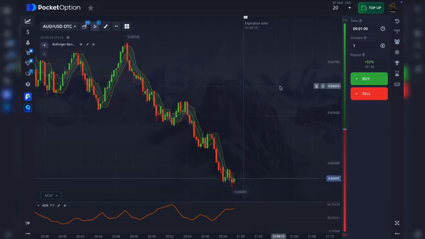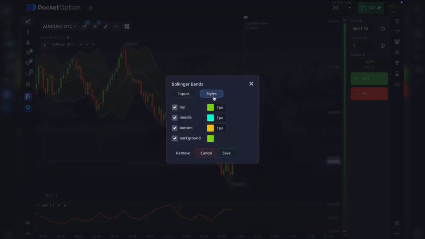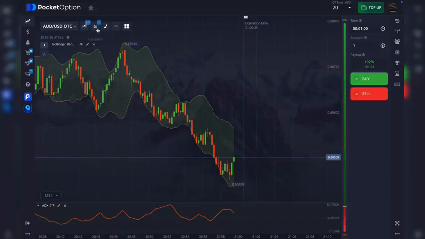Then we need to add the Bollinger Bands indicator. This is one of my favorite indicators. Here I change the period to 14 and I increase the deviation to 2. Then I go to styles. Here I want to turn off the middle line and then I click save.